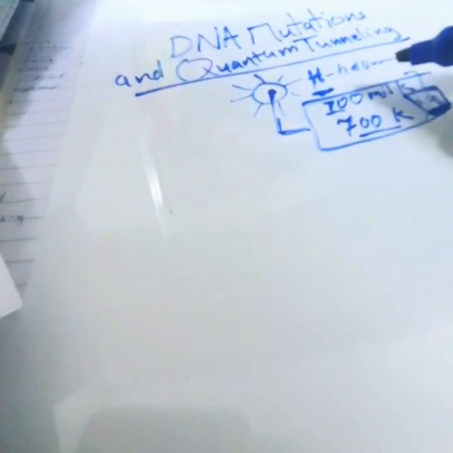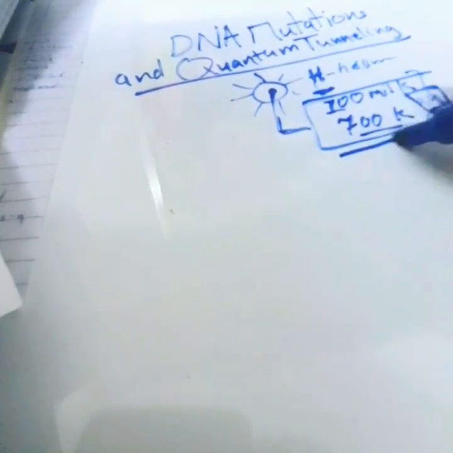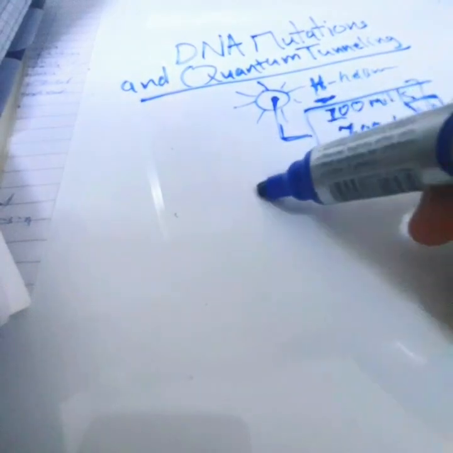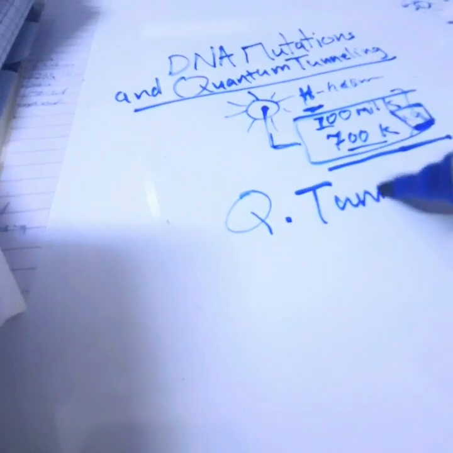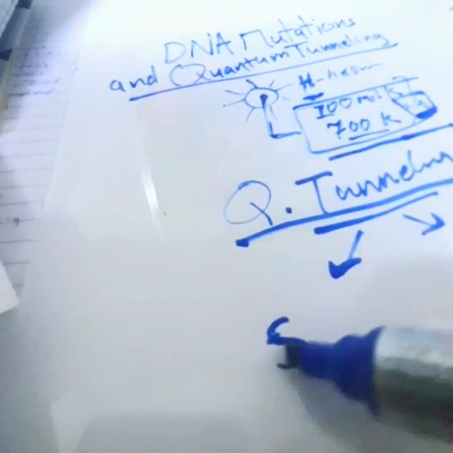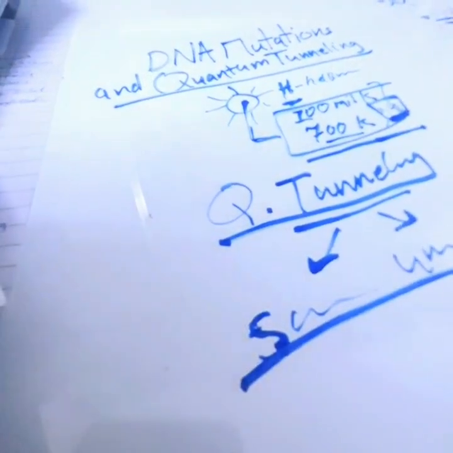Anyways, the particles penetrate a potential energy barrier higher than their kinetic energy, which seems impossible in classical physics. So this gave us the introduction of quantum tunneling, which is based on 2 things really: the superposition and the uncertainty principles.